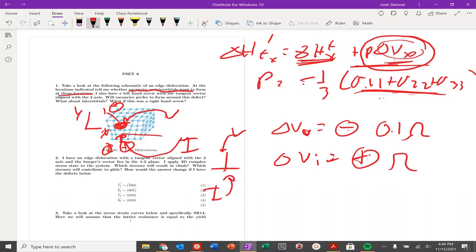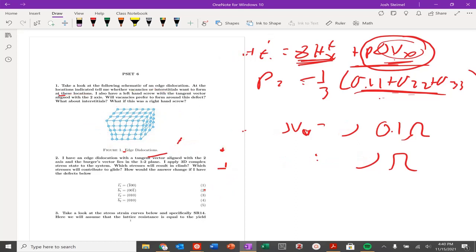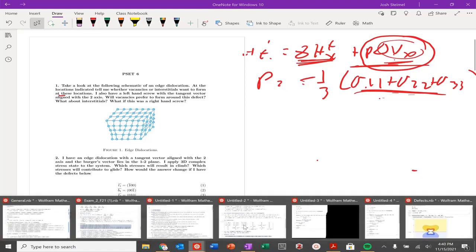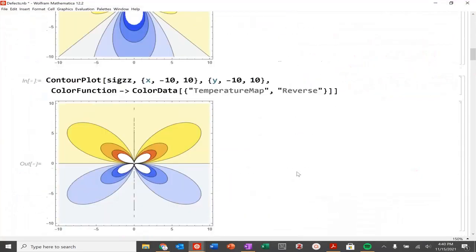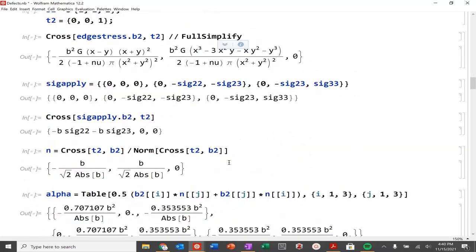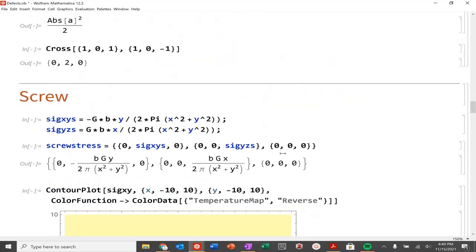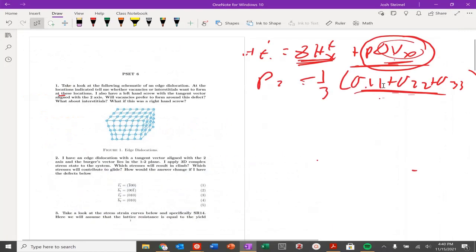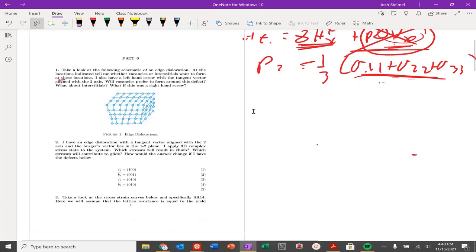Excellent. So I have a left-hand screw with the tangent vector line with the 2 axis. What vacancies will prefer to form around the defect? Or will vacancies form around a defect? What if it's a right-hand screw? Again, for screw dislocations, the answer is there is none, and actually we can look at that right here. For a screw dislocation, we don't have essentially stress components that are normal. So for a screw defect, I only have shear stresses. So all this will always be 0. So screw defects will not interact with those point defects.